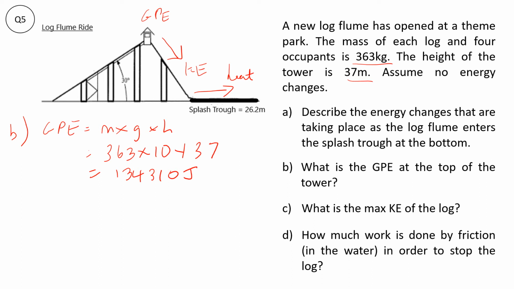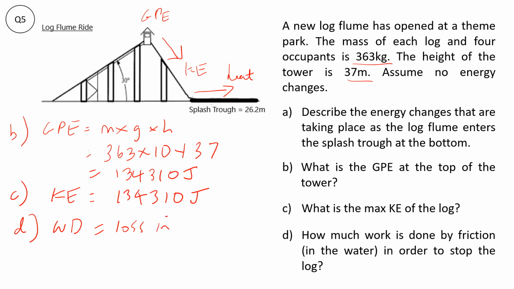What is the max KE? Well, there's no energy lost, so it'll be the same: 134,310 joules. How much work is done by friction in the water in order to stop the log? Well, we know that work done by friction must equal the loss in KE.